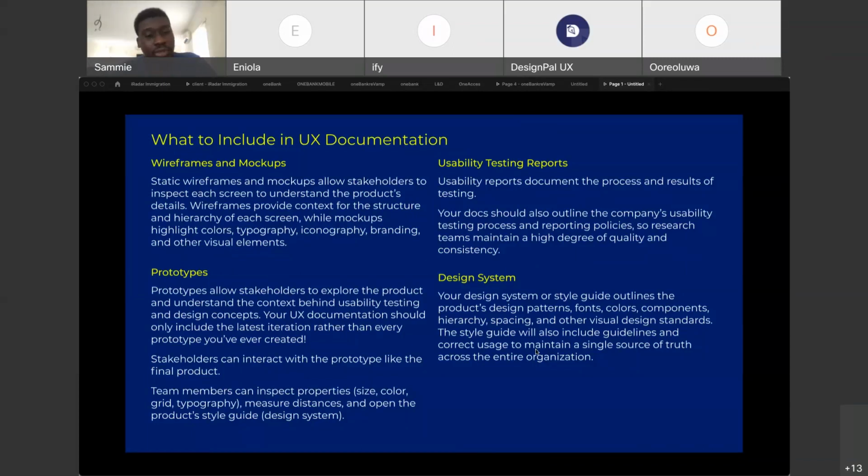Now prototypes, you can prototype wireframes. Prototypes allow your stakeholders to see the journey, explore the product, and understand the context behind usability testing and design concepts. It should include the latest iteration rather than every prototype you've created. So this is one area where we don't need to put the history.